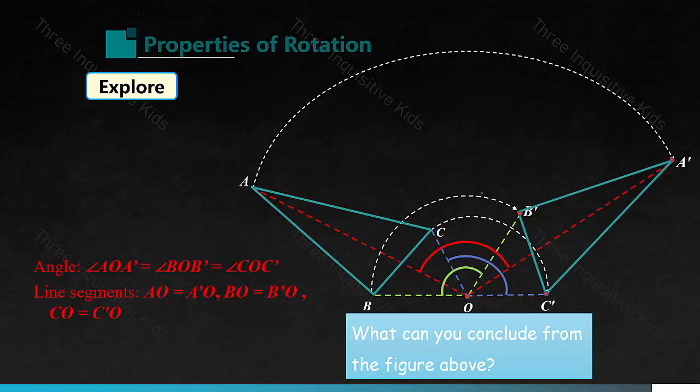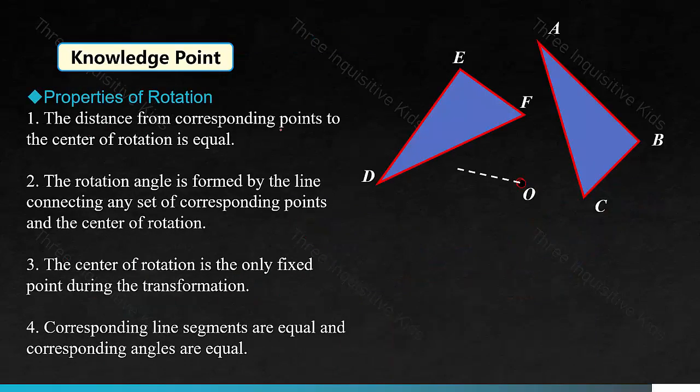We can conclude that when you connect corresponding points to O, the angle formed by each pair of corresponding points are equal. Every point on this figure rotated the same amount of degrees. And the reason why AO is equal to OA prime is because they always stay the same distance away from O. You can imagine them as on the outer circumference of a big circle. The distance from corresponding points to the center of rotation is equal. See, look, they're all equal.